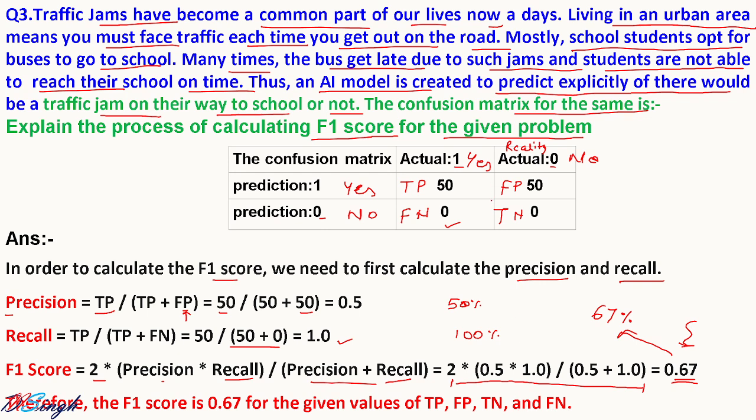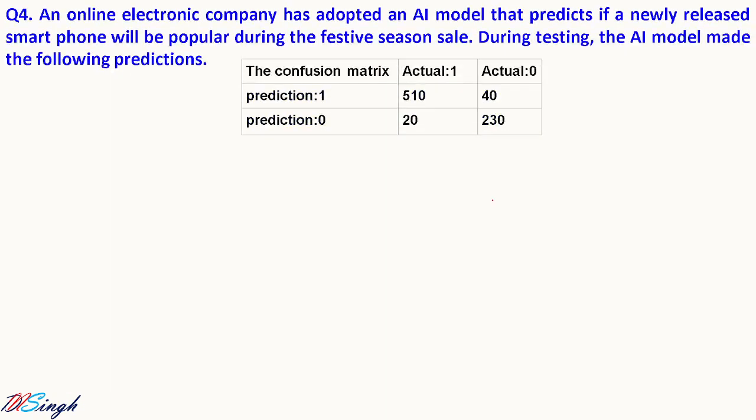Okay, so this is our third question. Let us go for question number 4. An online electronic company has adopted an AI model that predicts whether a newly released smartphone will be popular during the festive season or not. During testing, the AI model made the following predictions.